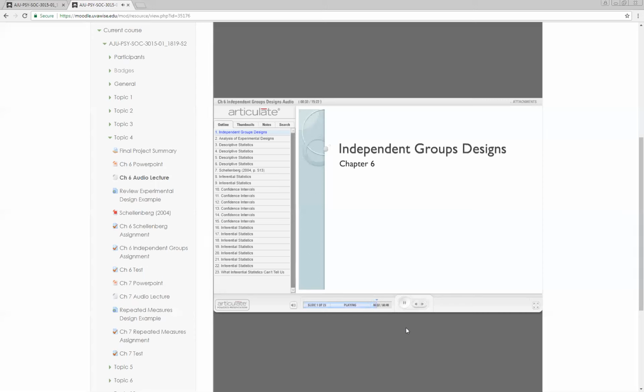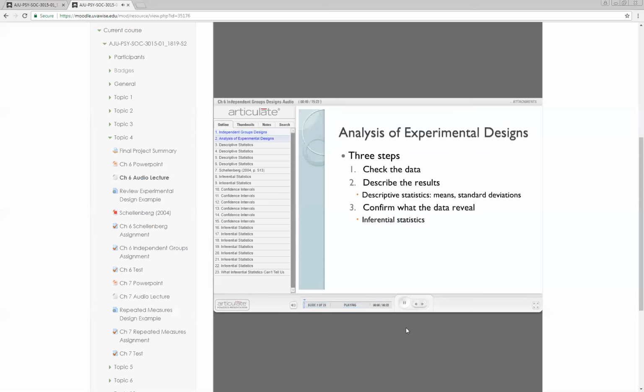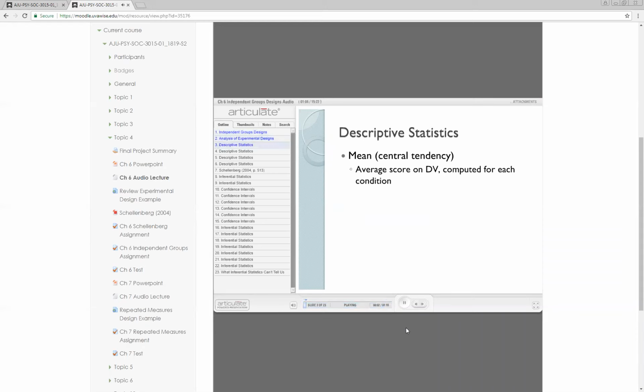So you have one group that gets one version of the independent variable, a second group of different people who get the other. I'm going to be focusing on the analysis because it's the most complex part once you get the independent and dependent variable part of it. And there are three main steps to analyzing the experimental design: checking the data, making sure everything looks okay, describing the results using descriptive statistics that just tell you in general what the variables look like, and then confirming what the data. In terms of descriptive statistics, the mean is the most common one.